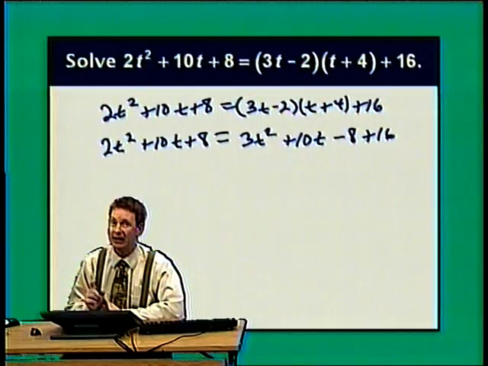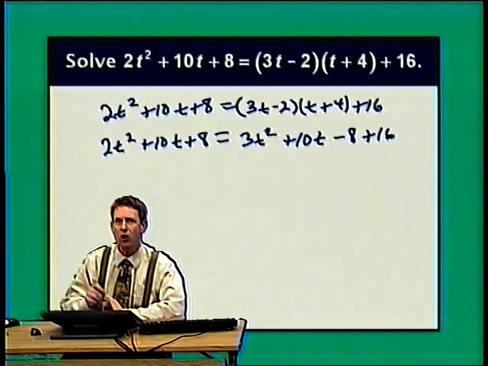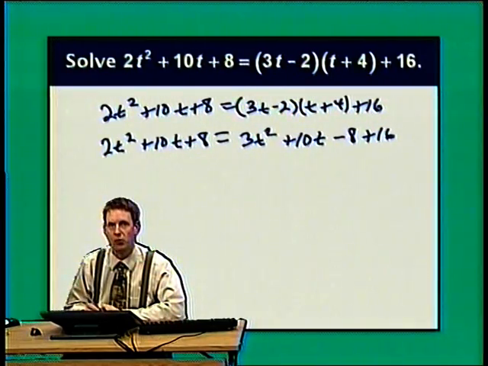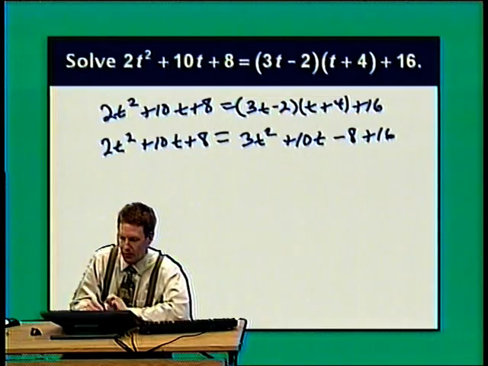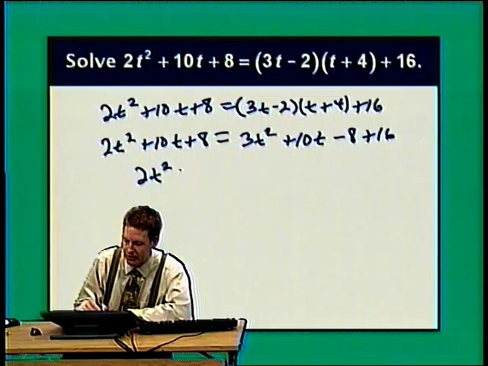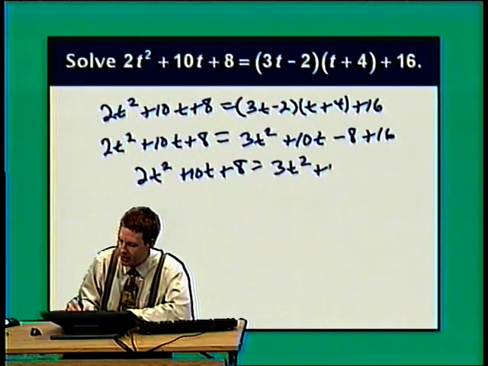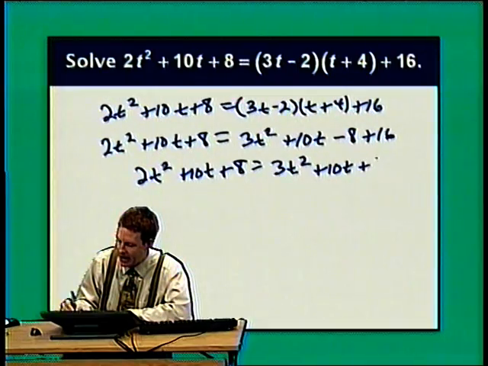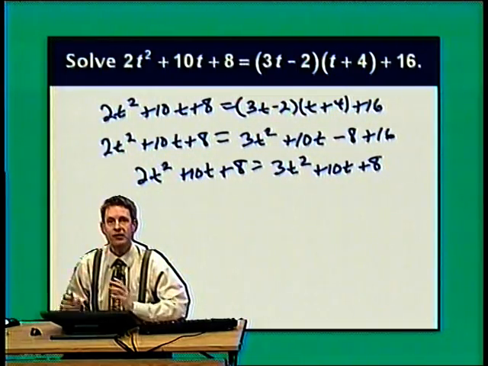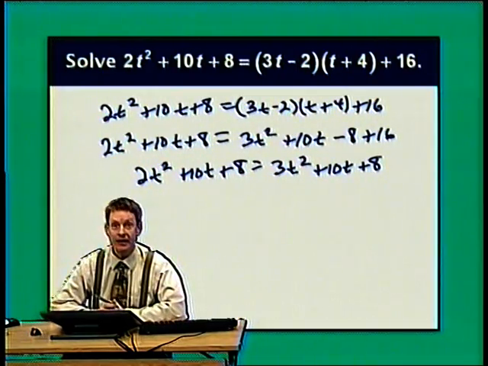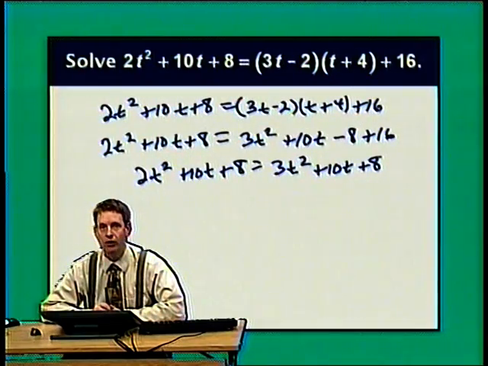I think I'm going to be less likely to make an error if I go ahead and combine my like terms on the right before I start moving terms around. So let's rewrite this as 2t squared plus 10t plus 8 equals 3t squared plus 10t plus 8. Now I want one side of the equation to be 0. This time, I'm going to make the left side of the equation 0.